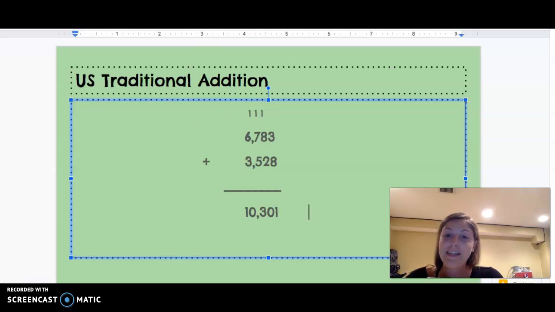Welcome back. So I'm sure you have an answer very similar to mine when you used U.S. traditional addition. 6,783 plus 3,529 equals 10,312. And you can see up here I have carried over all of my additional place values. This is U.S. traditional addition.